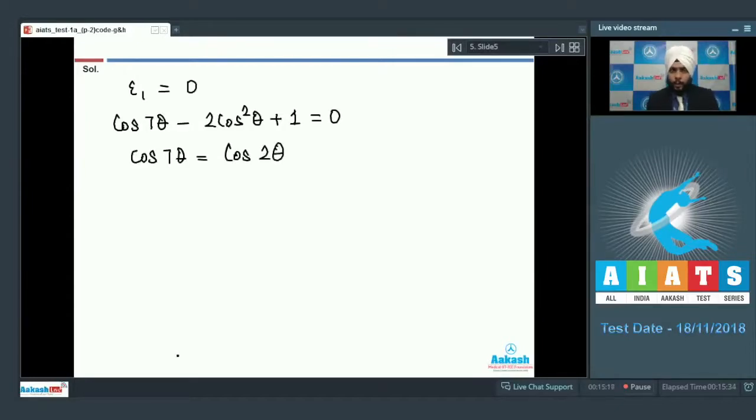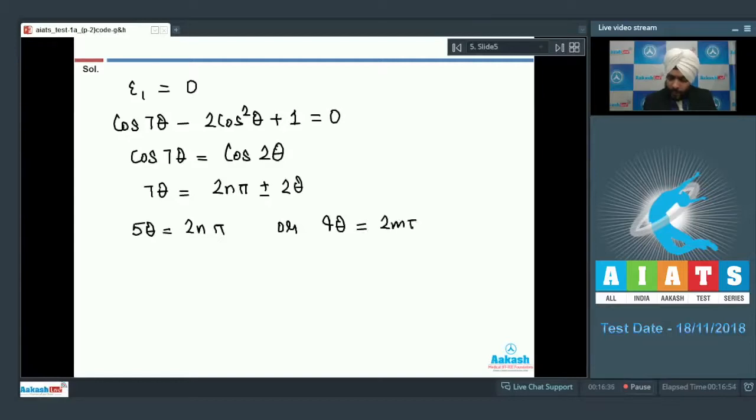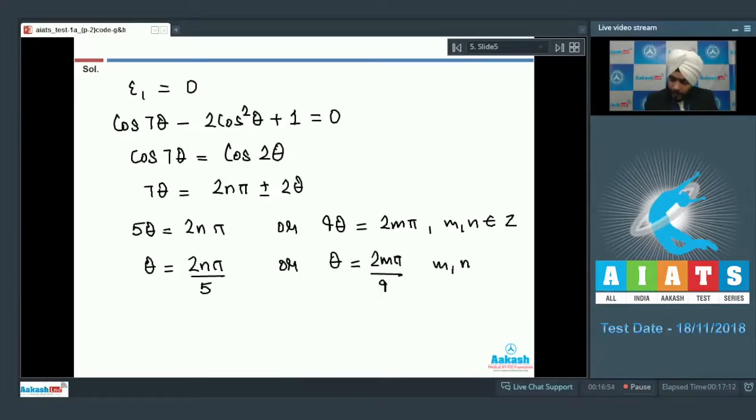General solution of cos x equal to cos alpha: x equal to 2n pi plus or minus alpha. So taking the positive sign, I have 5 theta equal to 2n pi. First possibility. Taking the negative sign, I have 9 theta equal to 2m pi, where m and n are integers. Solving them, I have theta equal to 2n pi by 5 or theta equal to 2m pi by 9. The same condition holds, m and n are integers.